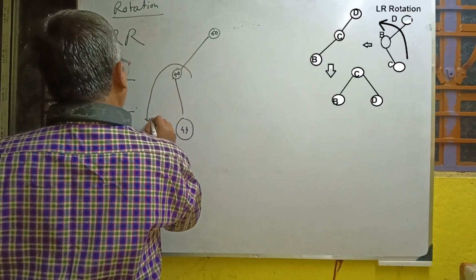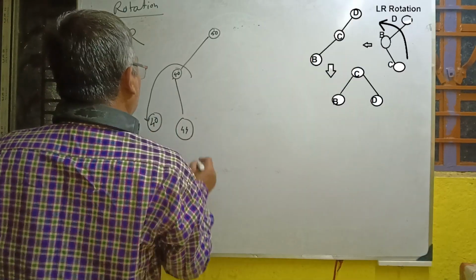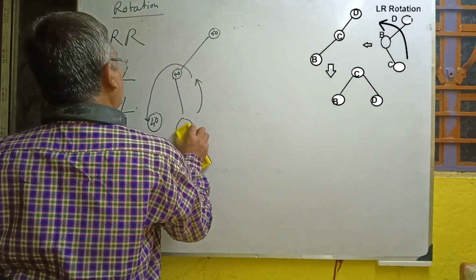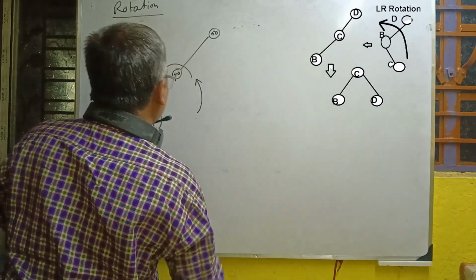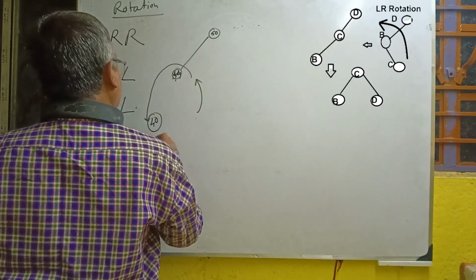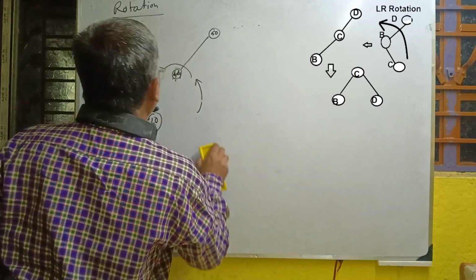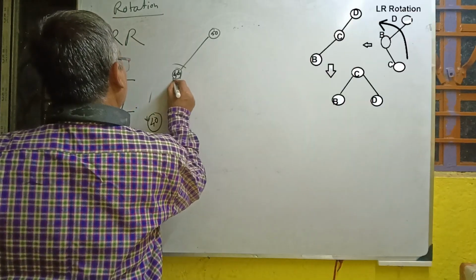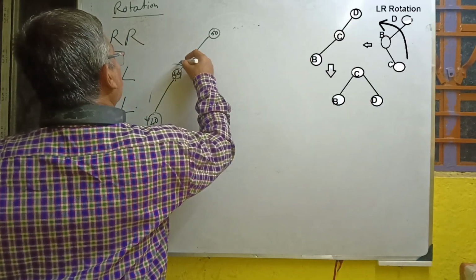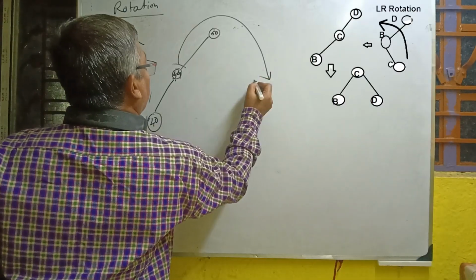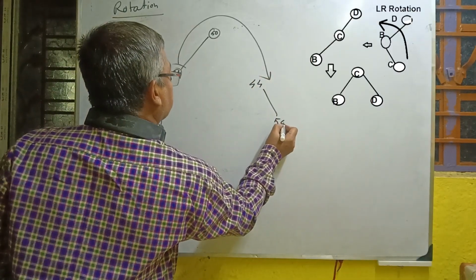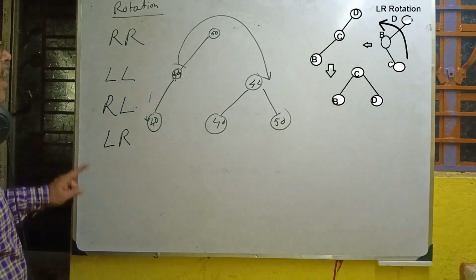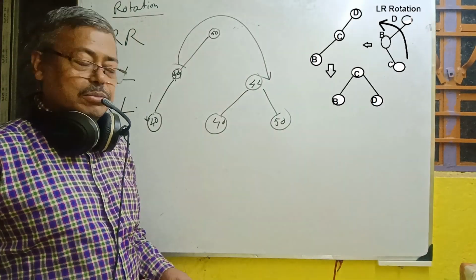Now the first movement will be this way. That is, 40 will go to the left, to the lower portion. 44 will take that portion of 40. 44 will go upwards, in the place of 40. Okay, 44, 40, and 50. Now the next movement will be in this one. 44 at the center point, 50 at that point, and 40 at this point. So this is the final movement of the LR movement, left, right movement.